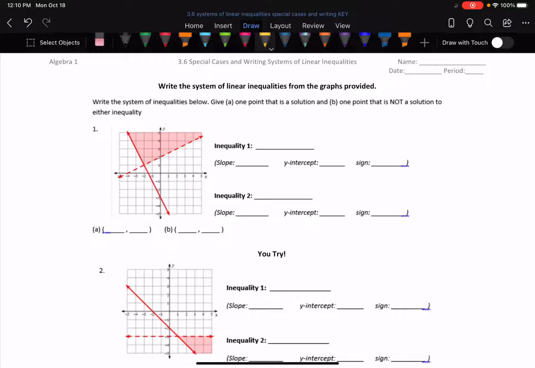So now, how do I write the system of linear equations when the graph is already provided? So in this graph, we know we have two inequalities because we have two lines. So let's first start with our dashed line. And I'm going to highlight, that is going to be our blue line. And then our solid line is going to be our orange. Okay. So let's look first at our blue line.